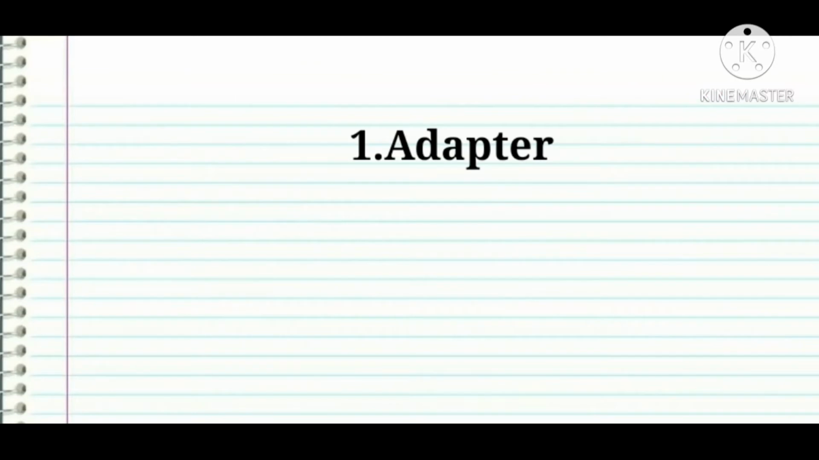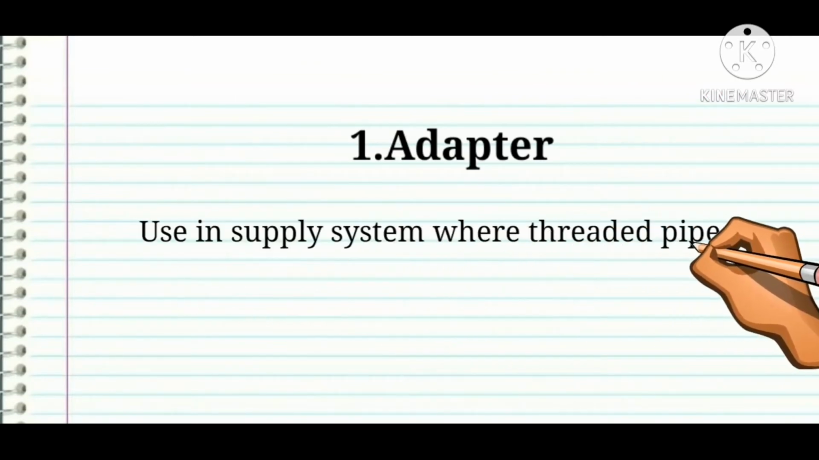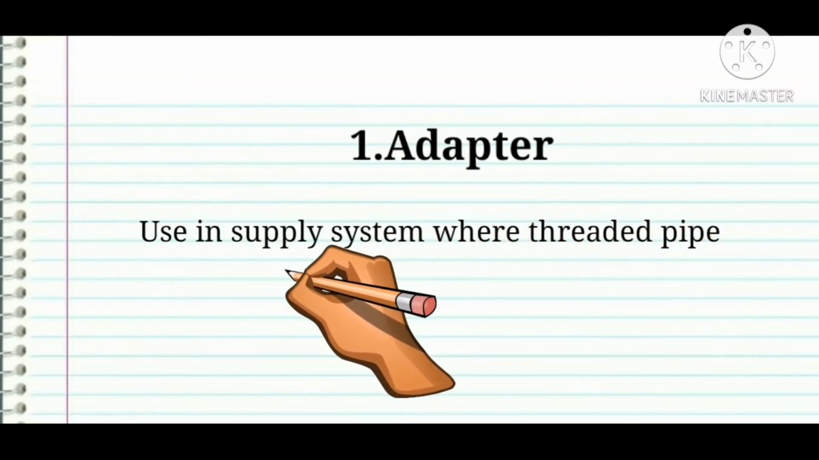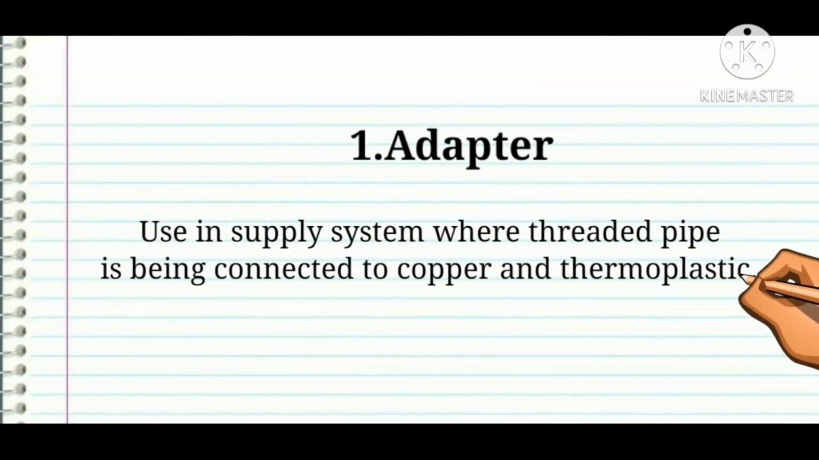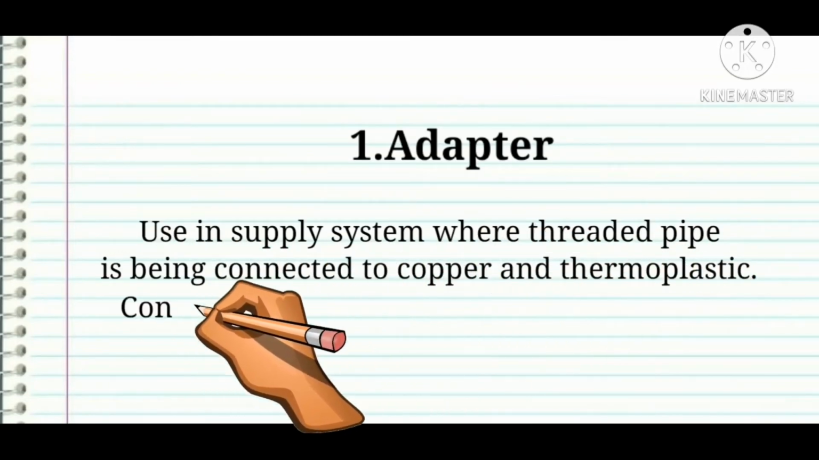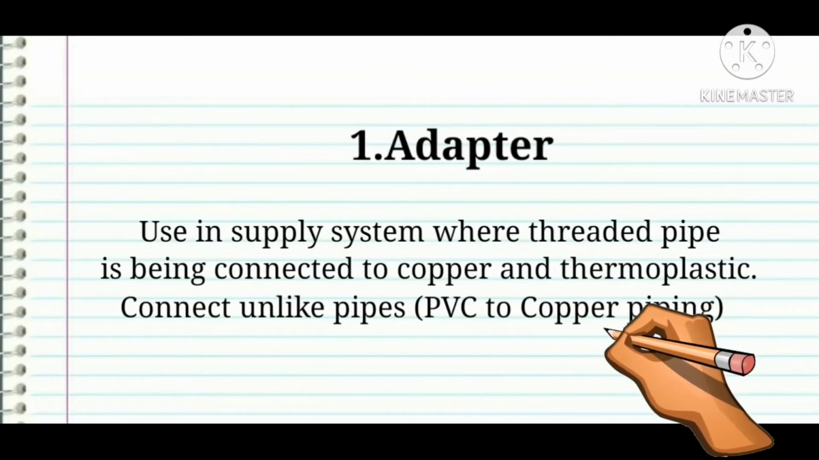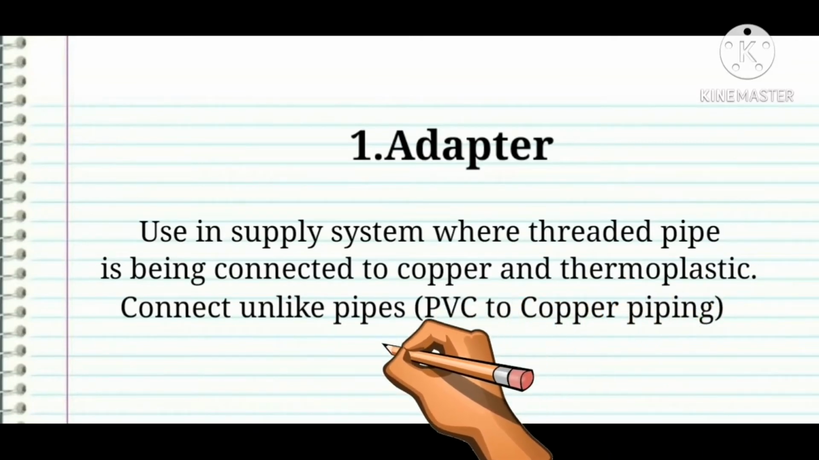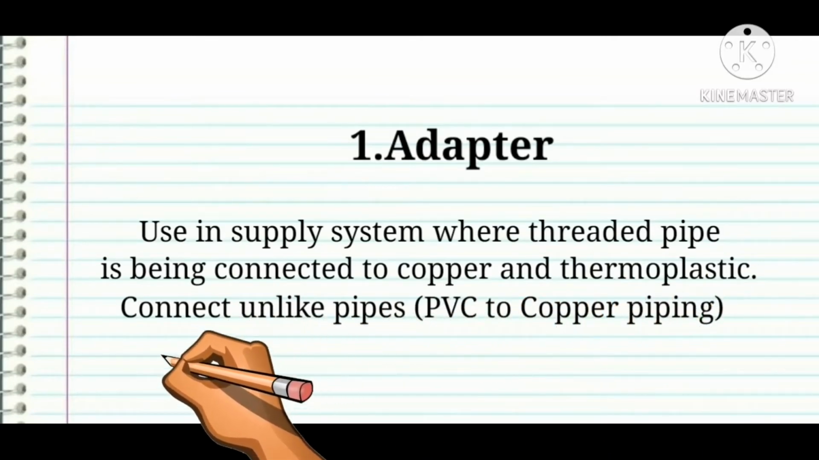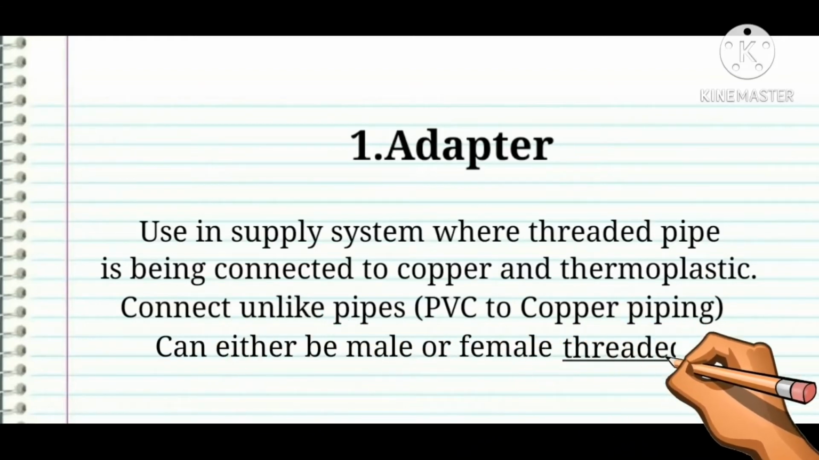Number 1, the adapter. Used in supply system where threaded pipe is being connected to copper and thermoplastic. It connects pipes that are not the same, like for example, PVC to copper piping. It can be either male or female threaded.